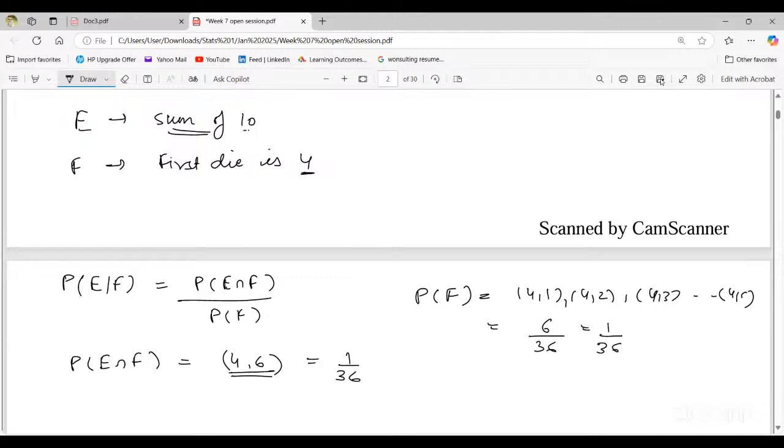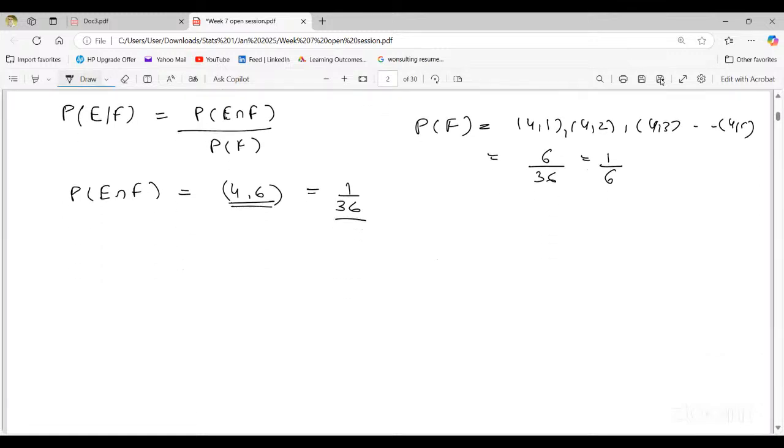Yeah, no, 1 by 6. Sorry, 1 by 6. Okay, now put these values into this formula. So it would be equal to 1 by 36 divided by 6 by 36, which is 1 by 6 only. Got it? So this is my conditional probability, and this is my conditional formula. Got my point?